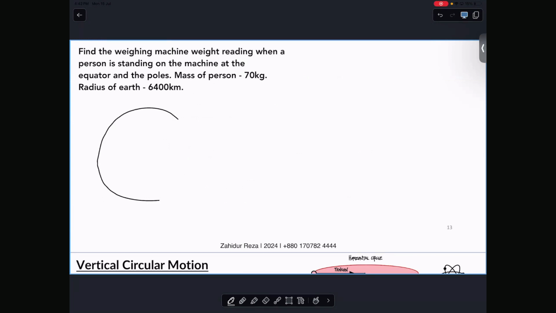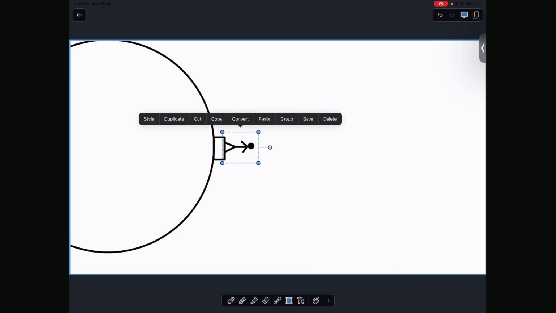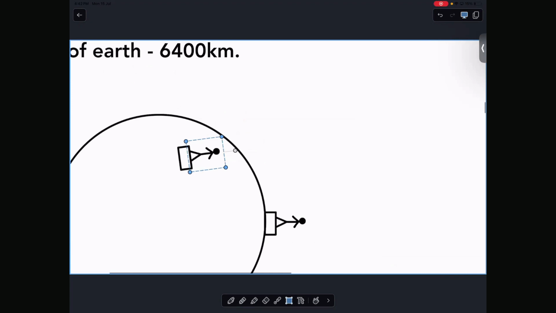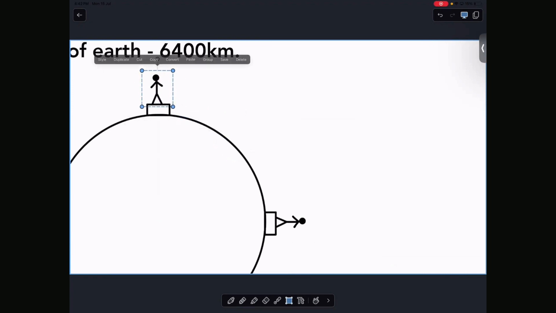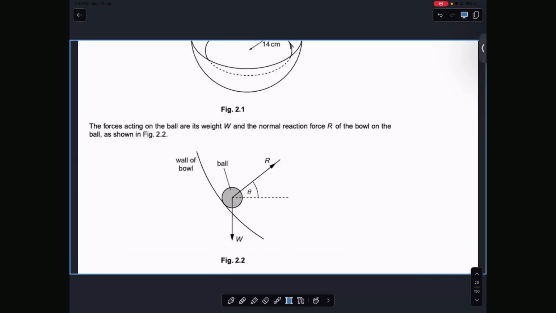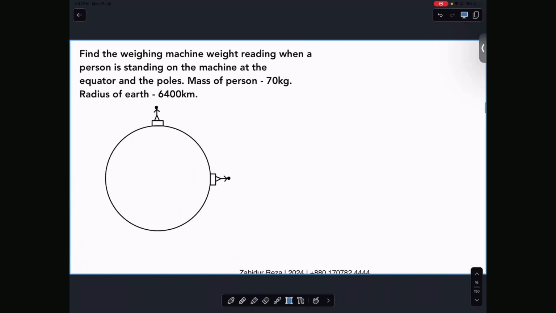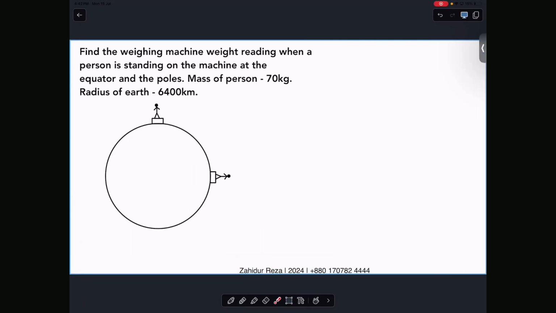So we'll see right now. Imagine this is the simplified version. The person at the equator is standing on the weighing machine right at the equator like that. And the same person will now be standing on the weighing machine at the pole. So you need to find out what the readings on the weighing machine would be when you are at the equator and when you are at the pole. So find it.